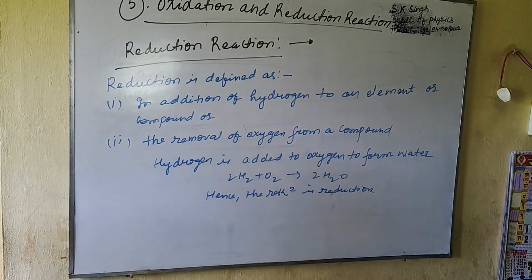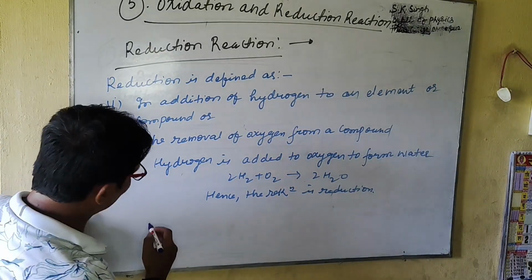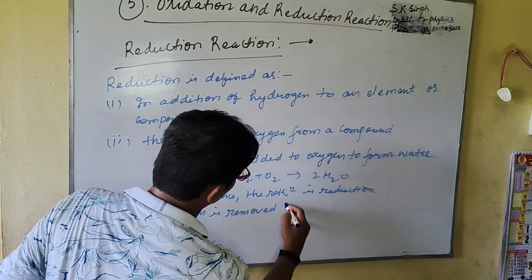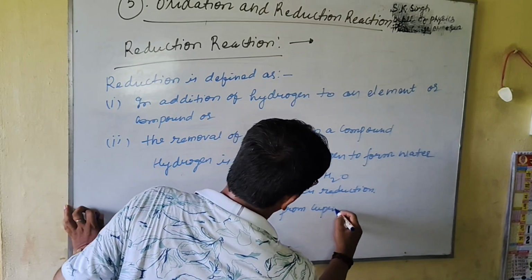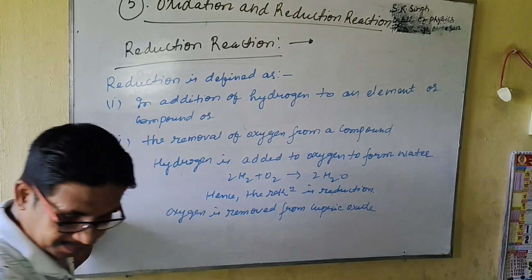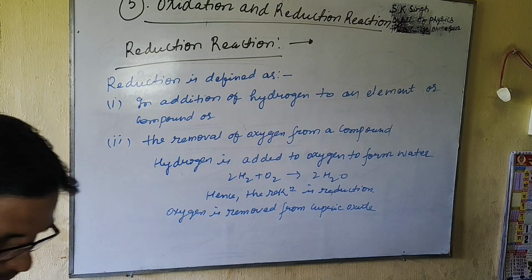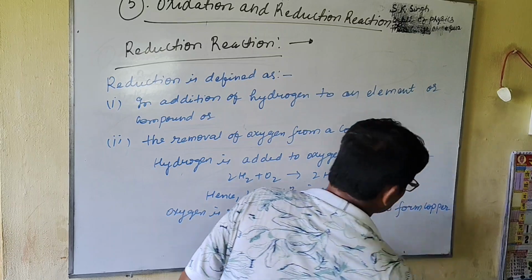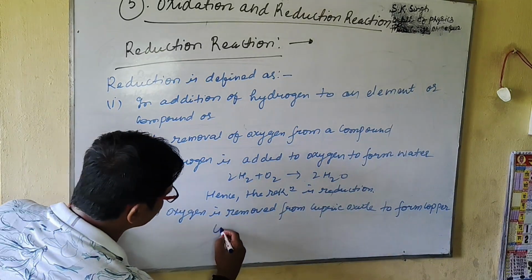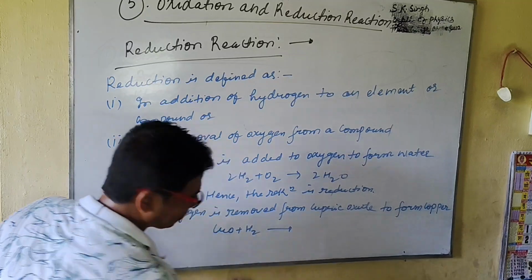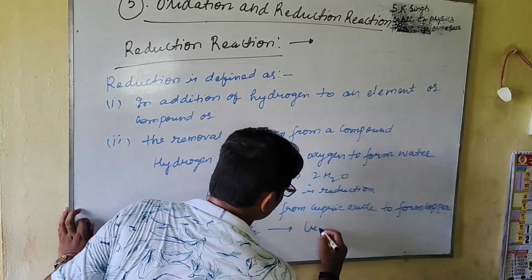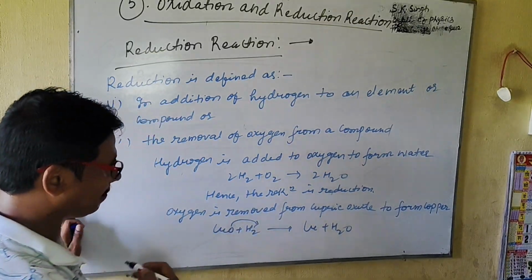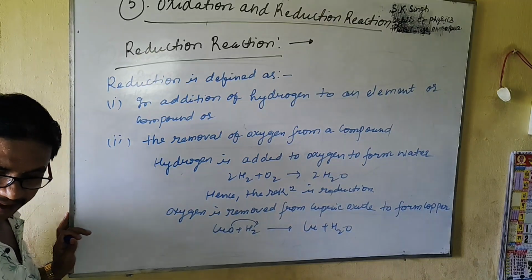Next example: oxygen is removed from cupric oxide to form copper. So you can write the reaction CuO plus H2 gives Cu plus H2O. Oxygen is removed and combined with hydrogen to form water. So this is the reduction of cupric oxide.